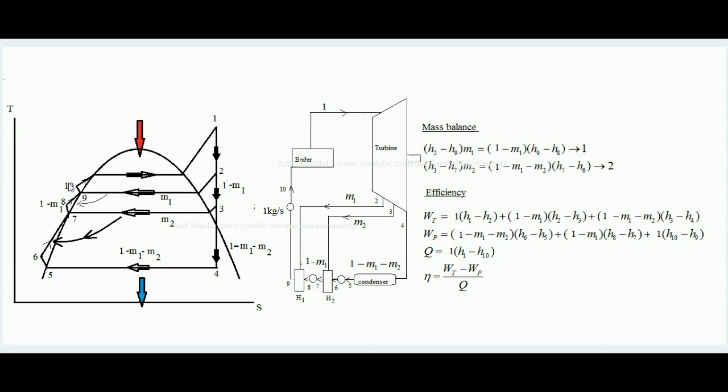Now the total heat input is between point 1 and 10. So Q equals 1 kg, since in the boiler the total amount of water going inside is 1 kg per second, which is the steam flow rate. So 1 into (h1 minus h10) is the heat input, and the total efficiency would be the turbine work WT minus pump work, upon the heat input.